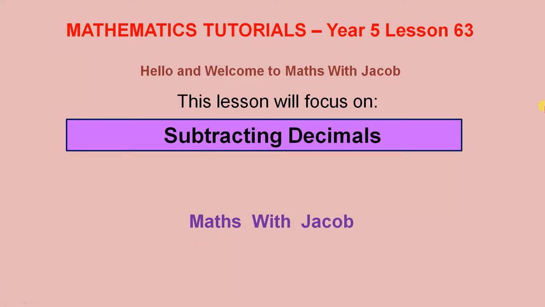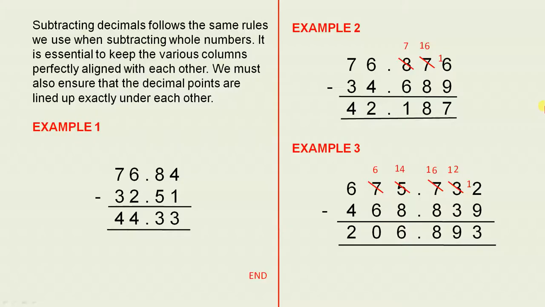This lesson will focus on subtracting decimals. Subtracting decimals follows the same rules we use when subtracting whole numbers. It is essential to keep the various columns perfectly aligned with each other. We must also ensure that the decimal points are lined up exactly under each other. So here's our first example.